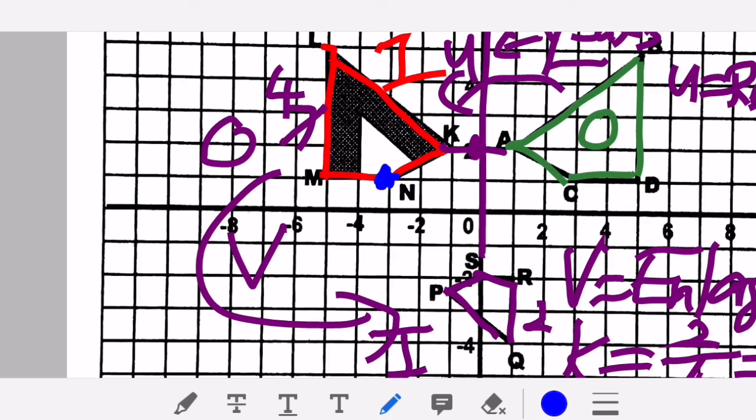Okay, K, L, M, N, the last point. P, Q, R, S. So the corresponding point, you must choose the right one. So this one we draw a line. P, Q, R, S. Okay, N and S.